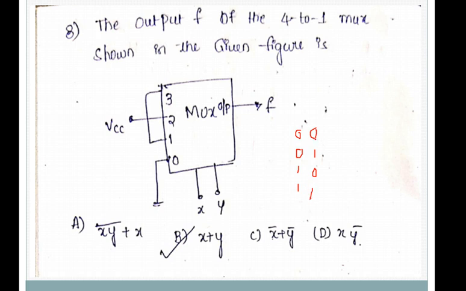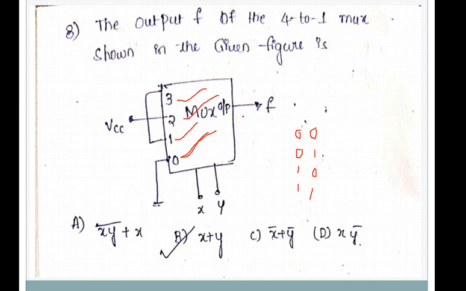That means if x and y are 0 0, in that case input 0 will be selected as the output. If x and y are 0 1, in that case input 1 is selected for the output. If x and y are 1 0, in that case input 2 is selected for the output. If x and y are 1 1, in that case input 3 is selected for the output. So depending on the x and y combinations, any one of the inputs can be selected for the output.